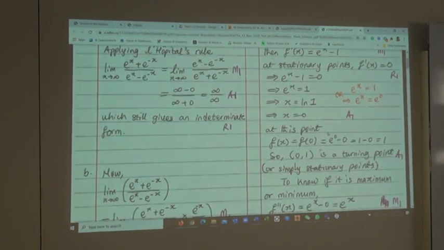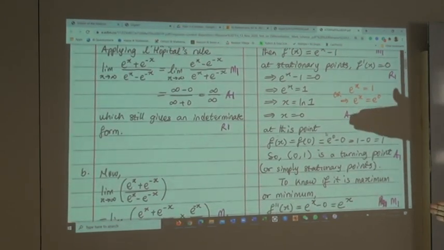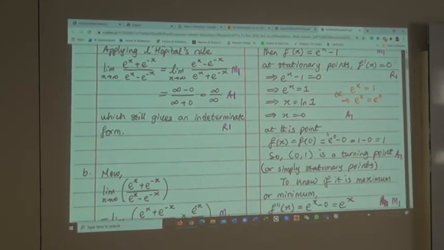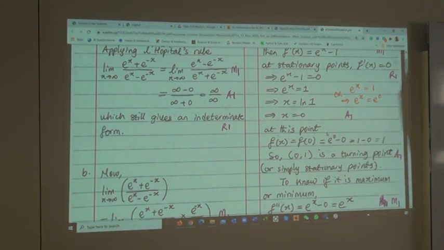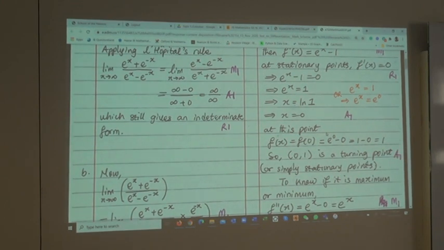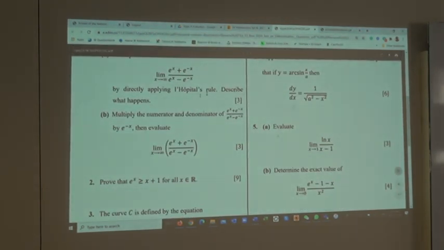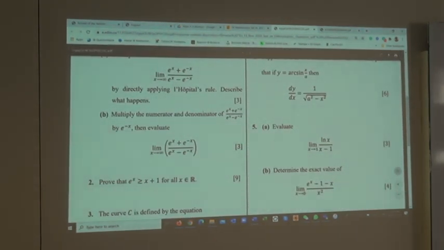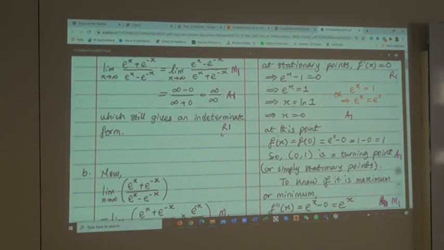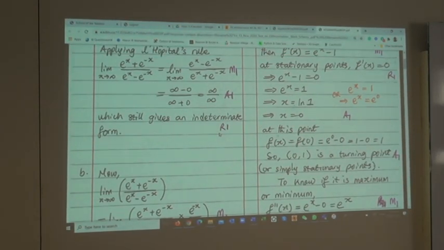So after you apply L'Hopital's rule, you now say, even though I applied L'Hopital's rule because I'm getting an indeterminate form, I'm still getting the indeterminate form. And that is what you now notice. That is what the question is asking. Okay? The first reason above is the reason you're applying L'Hopital's rule. The second reason is answering the question, describe what happens. Okay? So R1 for the reason. That is 1 mark for that reasoning.